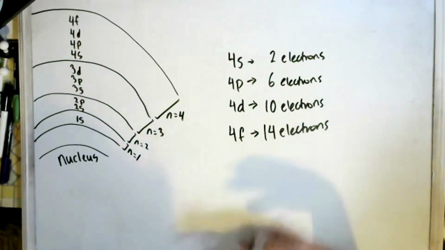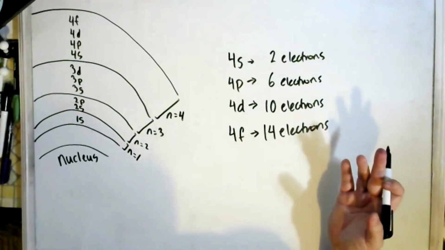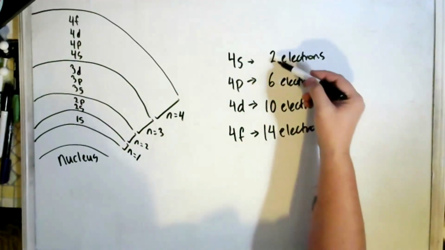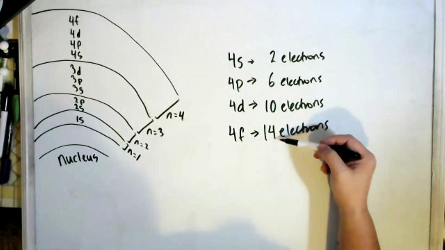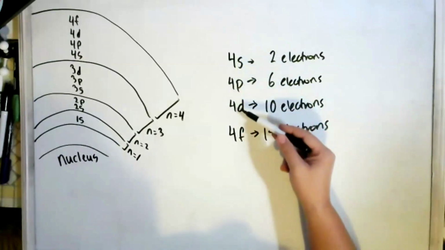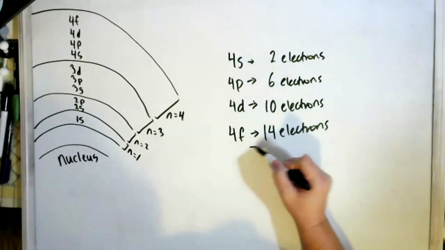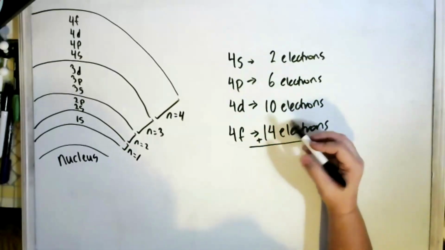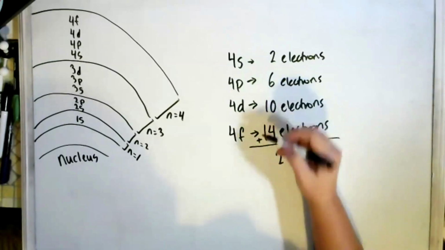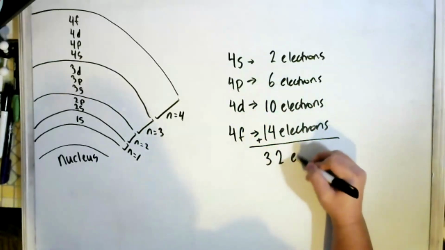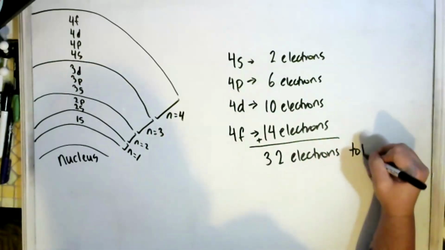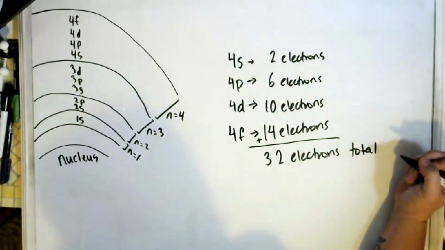So if I want to know the total number of electrons that could be in the 4th energy level at the same time, I can just look at all of these electron values from my different 4th energy level sublevels, and I can add them together. Right? 2, 8, 18, 32. 32 electrons total, which is the answer to this question.